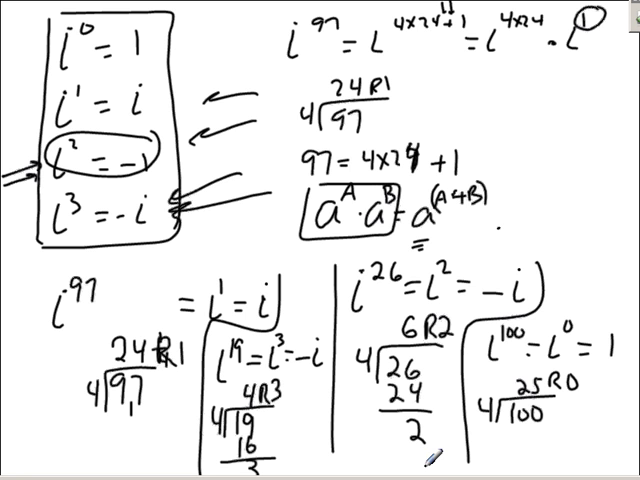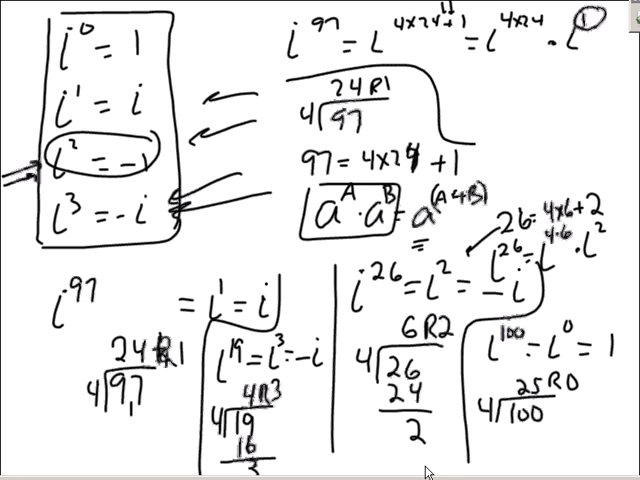For example, 26. 26 is 4 times 6, 24, plus 2 left over. That is i to the 26 is i to the 24, 4 times 6 is 24, times i squared. Okay, now, what is happening? 4 times 24 is the power. That's the same as i to the 4th raised to the 24th power times i to the 1 in this case.